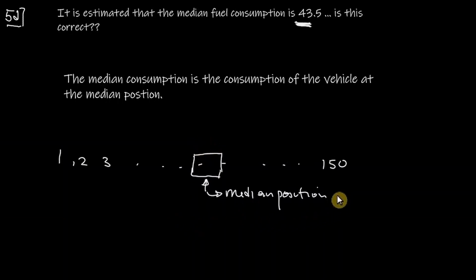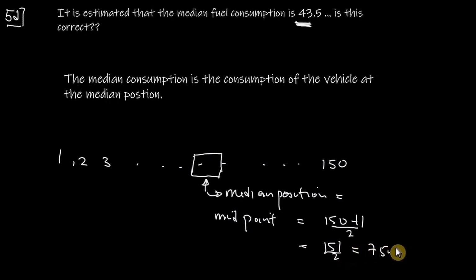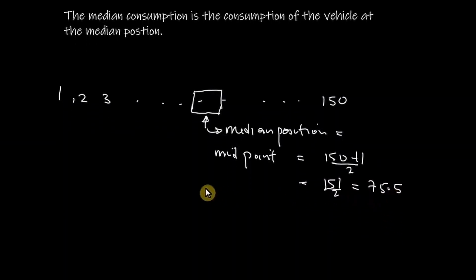So the median position will be the midpoint between 1 and 150. So the median position will be 150 plus 1 over 2, and that is equal to 151 over 2, or 75.5. So once we have a fraction like this, we need to choose the average of the fuel consumed by vehicle number 75 and vehicle number 76, which would give us the median consumption. So this is what we're after.